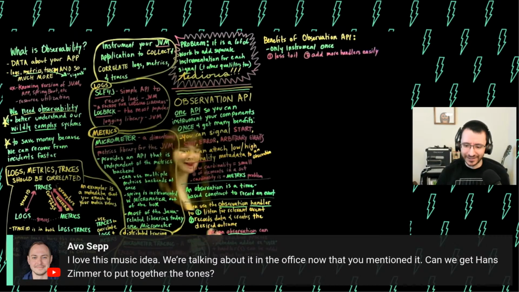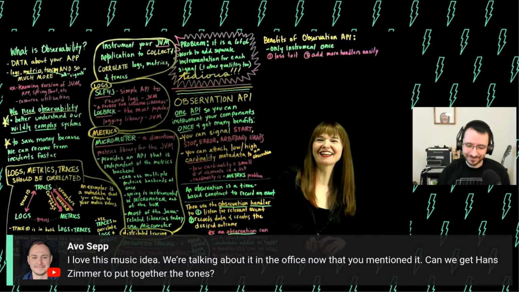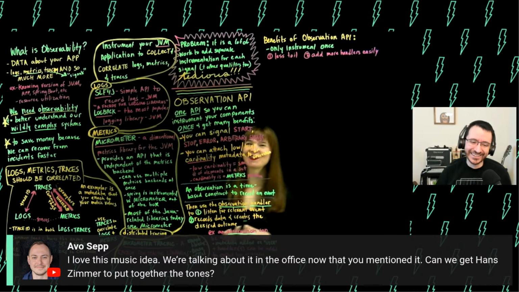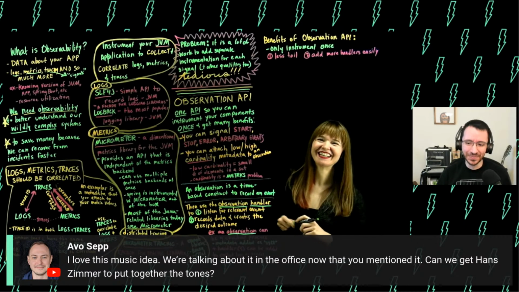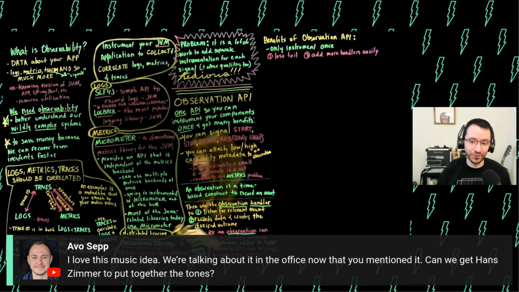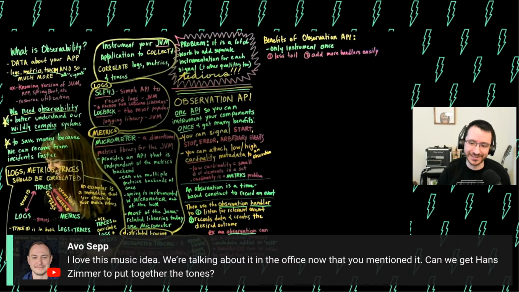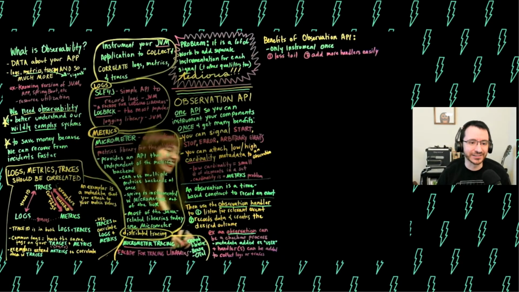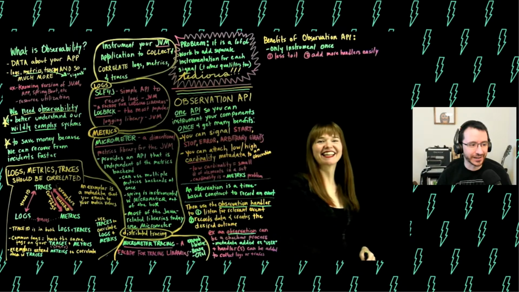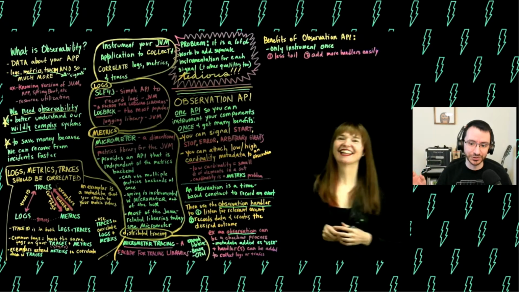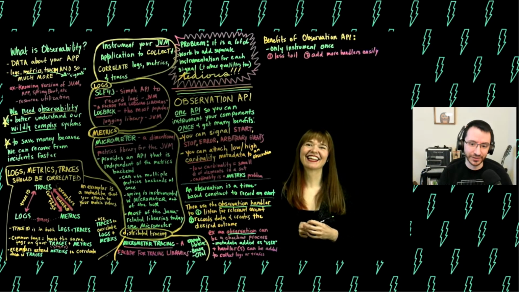Bo's question is more, can we get Hans Zimmer? Can we get a famous composer in to give us some DevOps music? I hope I have a good answer to this, because I did the demo for the observation API, and this music demo especially, back in April at DevNexus.